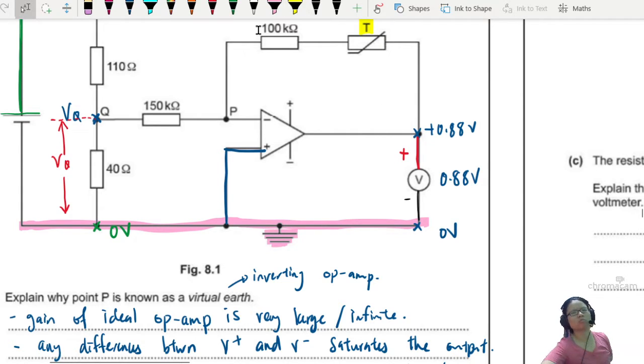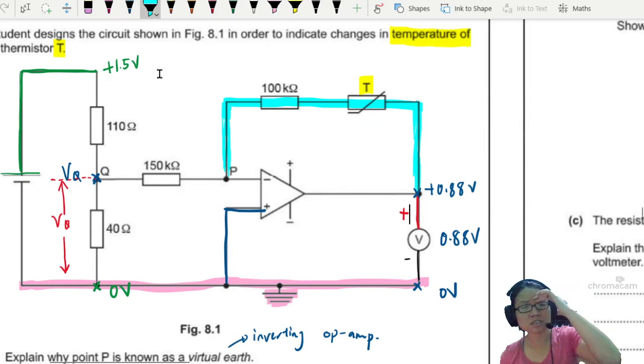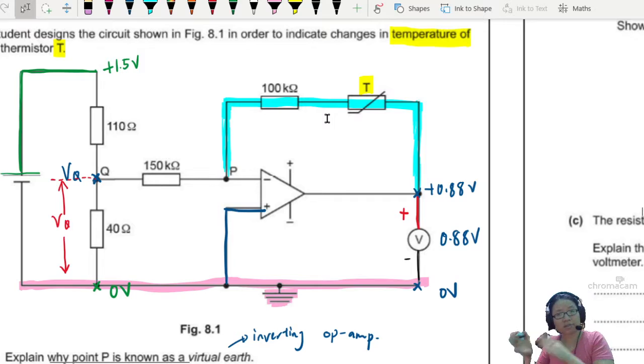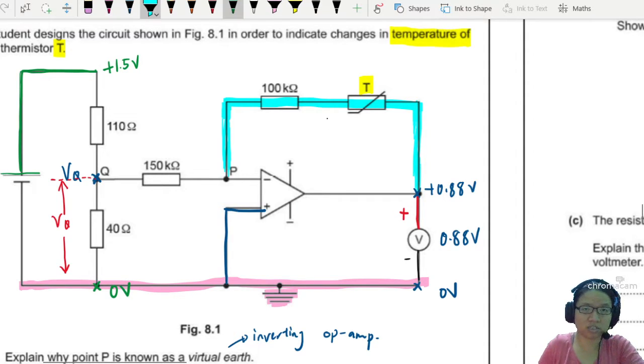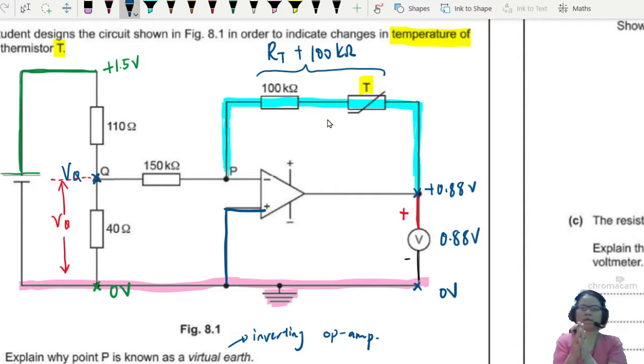Alright, you can see that this feedback loop looks a bit sus. Normally the feedback loop only has one resistor. Why now they put 2 resistors? Is one not enough? Well, it is a little bit anomalous, but these 2 resistors are in series, one after the other. So if you want to find the total resistance, you can just combine them into one. The total resistance in the feedback loop will be RT plus 100 kilo ohm. So you can assume that they are 2 in 1.